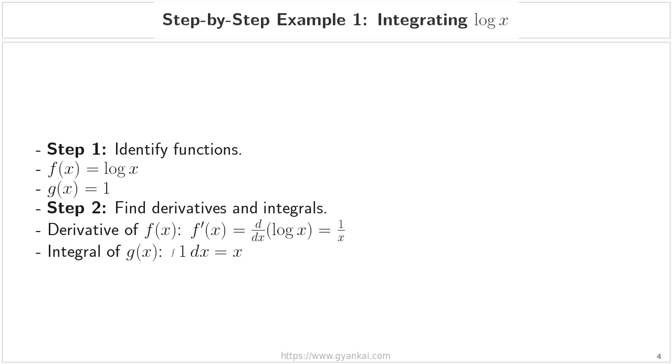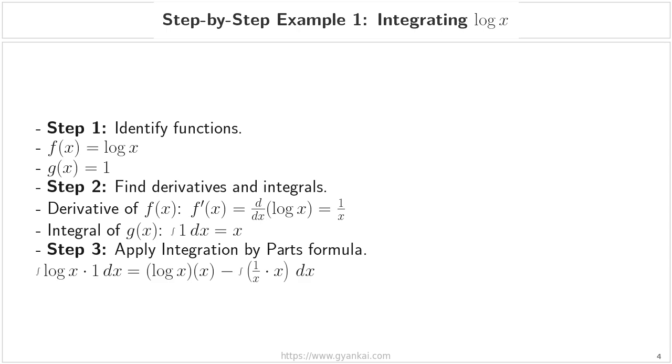Step 2, find derivatives and integrals. Now, we need to find the derivative of f of x, which is log x. The derivative of log x is simply 1 over x, and the integral of g of x, which is 1, is just x. These are relatively straightforward calculations, and that's why we chose to make g of x equal to 1.